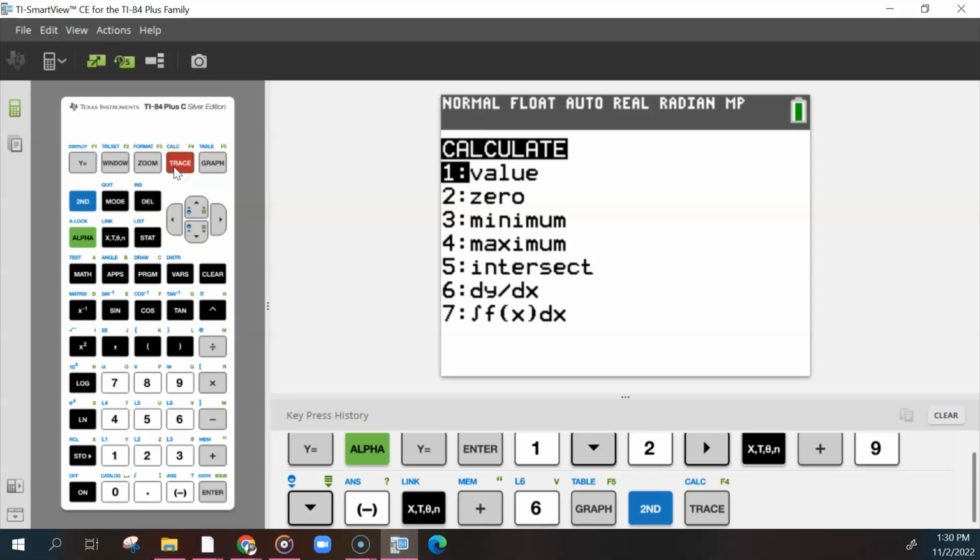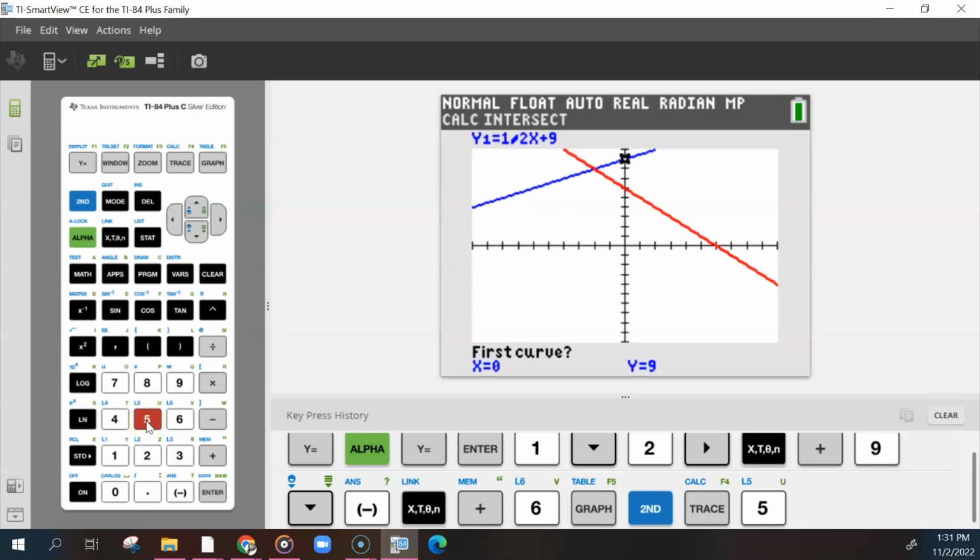And what do we think we're going to go into? Five, intersect, yep. So go into 5. And then it's going to ask you for first curve. That's just talking about the first equation, the first line. So as long as your cursor is on one of them, hit enter. And then it'll say second curve.